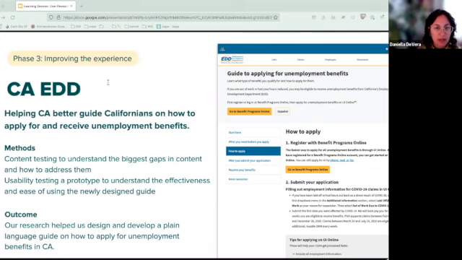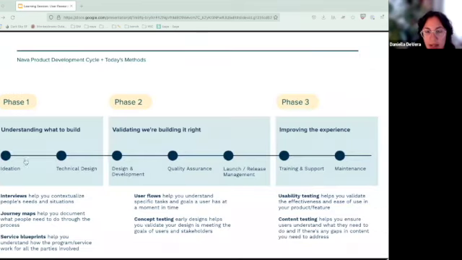So that's phase 3, improving the experience. I'm going to move us back to the, what was the slide? Move us back to the product development cycle to just summarize everything that we talked about today. This is not comprehensive.